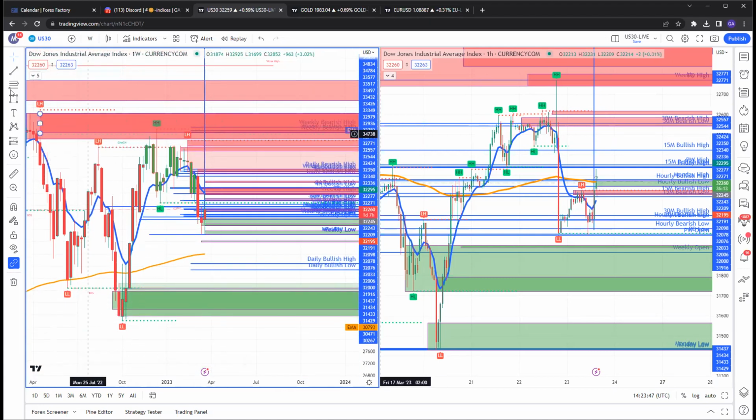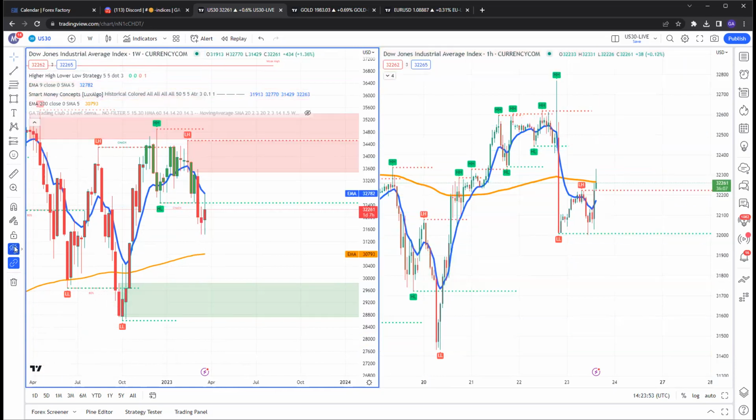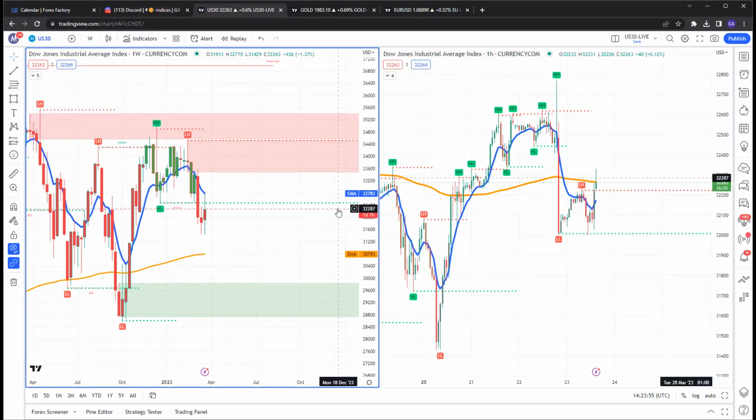Let me hide my drawings. Okay, this is better. So this is only the Smart Money indicator. You have two sets of weekly bearish zones: weekly bearish high, weekly bearish low, weekly bearish high, weekly bearish low, and then a weekly bullish high and weekly bullish low. Personally, I would ignore the top weekly bearish high zone, because the one closest to price is this one.